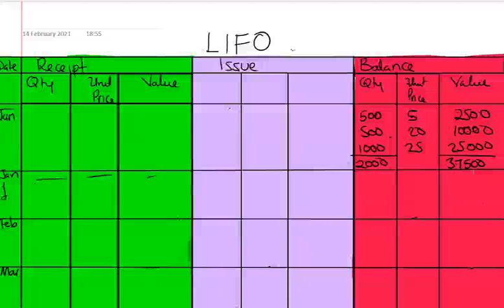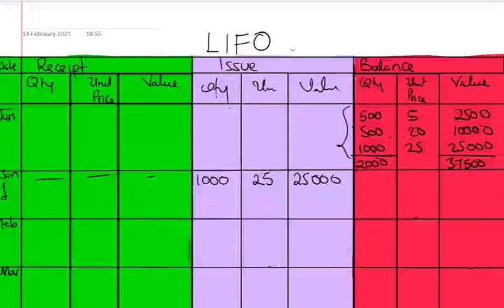So this is last in, first out. From our balance, the one which came in last is the 1,000. That means we're going to start. So this is quantity, units, and value. We start with the 1,000, costing at 25, which is 25,000. And now the 500, which is costing at 20, which is 10,000. Together here 1.5, which was issued, and together here 35.